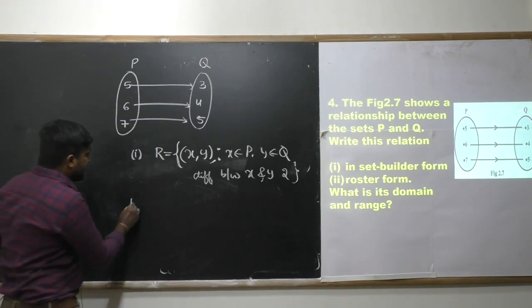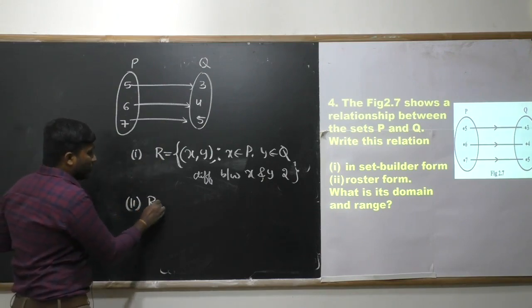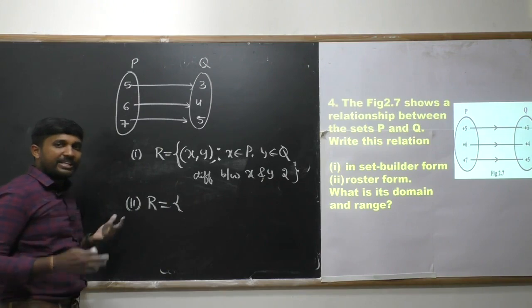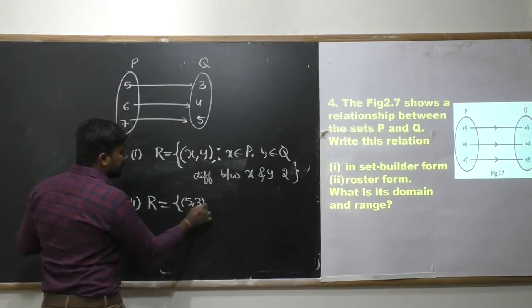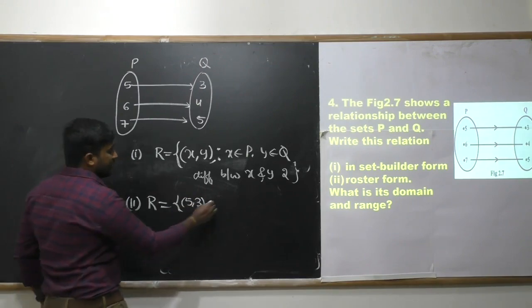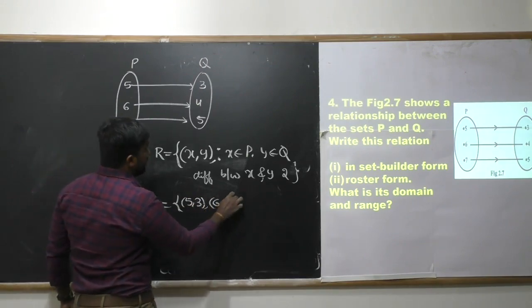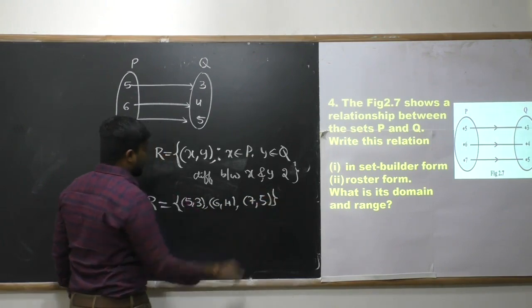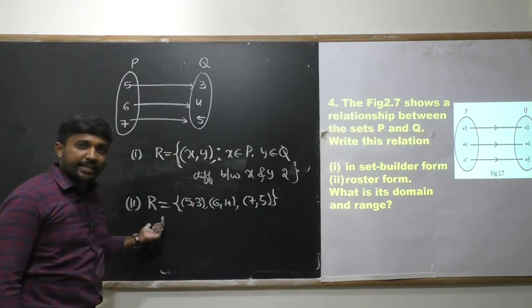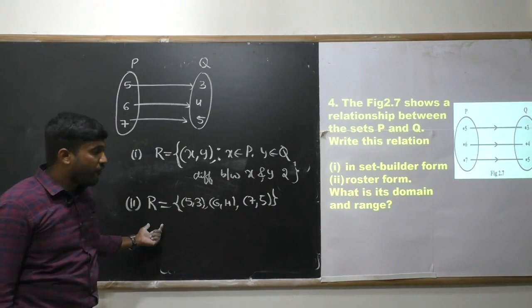Now, the second sub question, writing the roster form of the above. Very simple. So 5 maps to 3. So the ordered pair (5, 3) is an element. Next (6, 4). Then (7, 5). These are the 3 elements of the relation R in roster form.